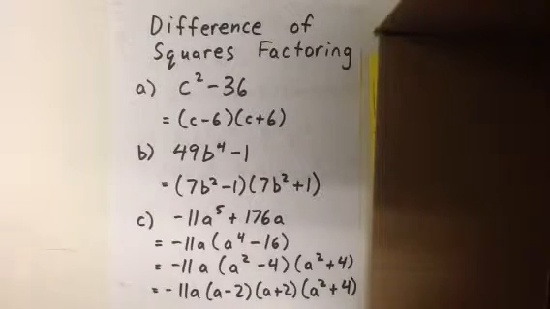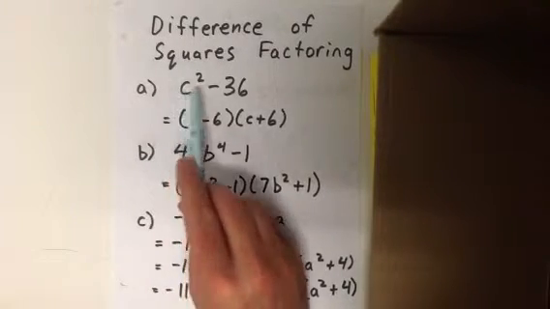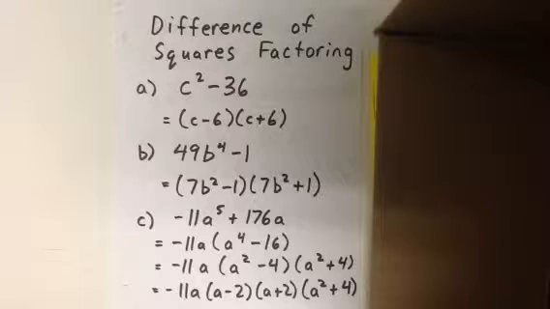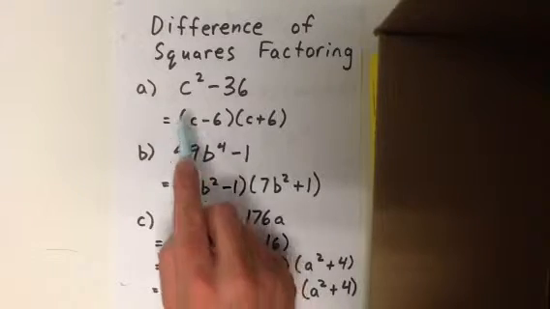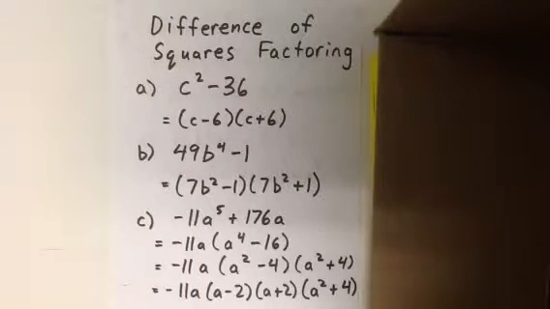In this video, we're going to take a look at difference of squares factoring. Difference of squares factoring can be used whenever you have a perfect square minus a perfect square. So in this case, we have c squared minus 36. Well, c squared is equal to c times c, and 36 is equal to 6 times 6. So since we have that perfect square minus perfect square, our answer is c minus 6 times c plus 6.